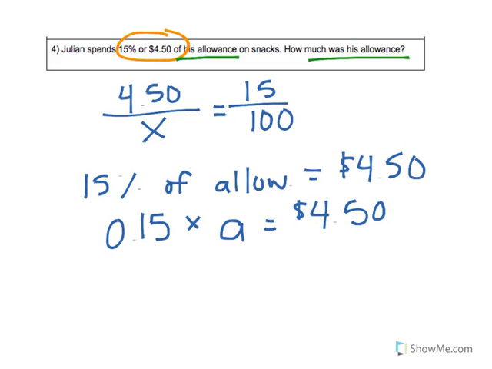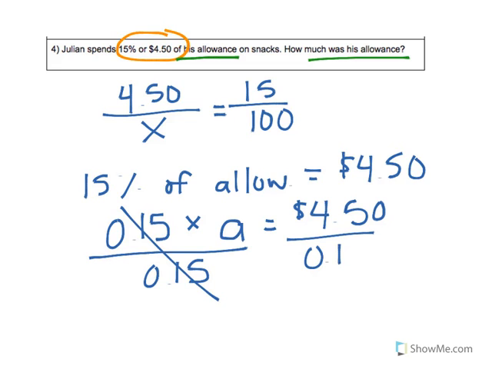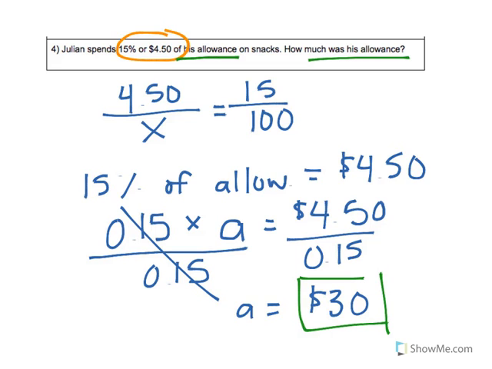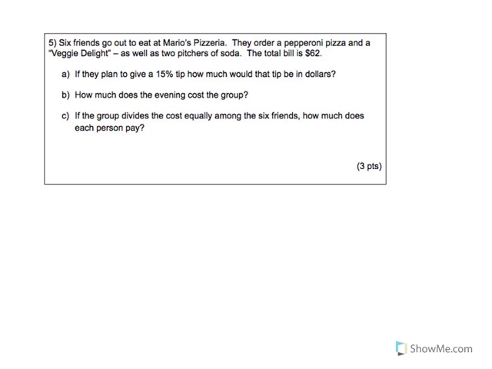So what I need to do is solve for a. In order to do that, I need to isolate it or get it by itself. So I'm going to do that by dividing by 0.15. So I'm using the reciprocal of multiplication to divide. This equals 1. On this side, I go ahead and divide, and what I find is a, or his allowance, is equal to $30. To check your work, you could do a quick equation: 30 times 0.15, or 15%, should equal $4.50. So how much was Julian's allowance? $30.